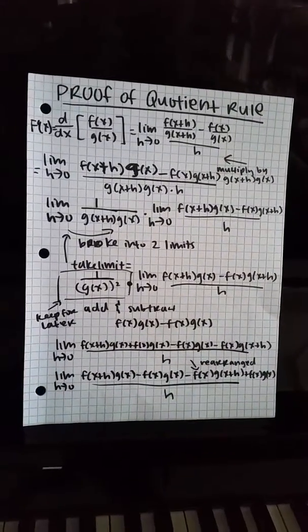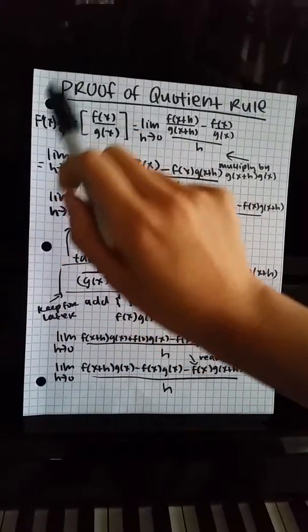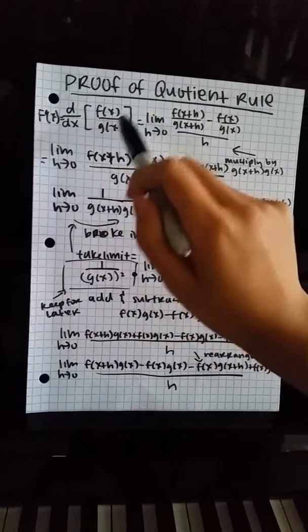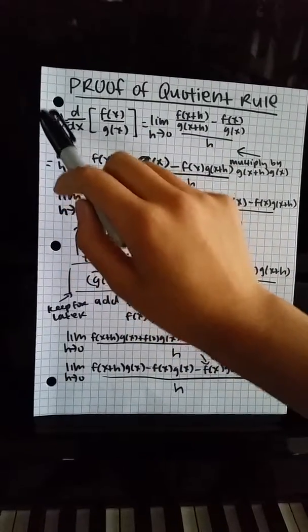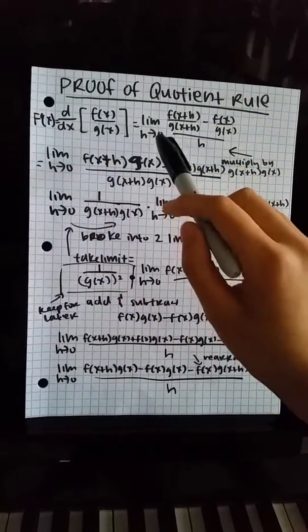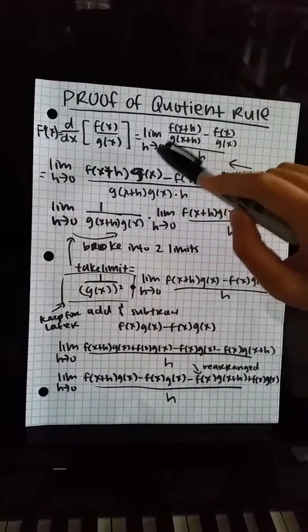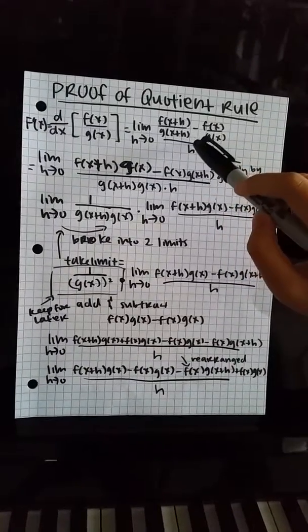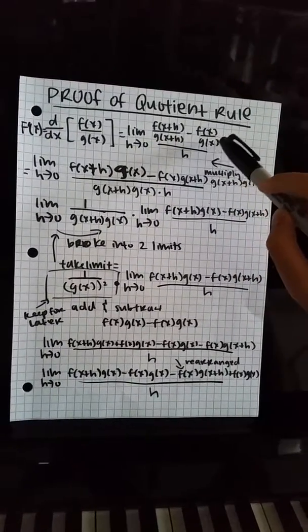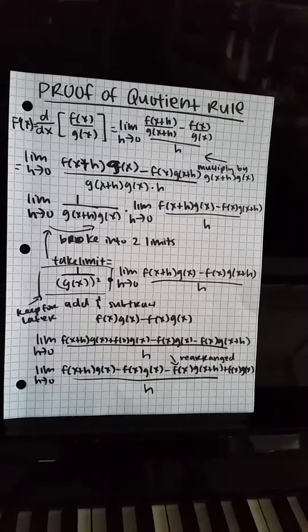And now on to proving the quotient rule. If big F of x equals f of x over g of x, then if we find the derivative of big F of x, that would give us, in the limit definition, as h approaches 0, little f of x plus h over g of x plus h minus little f of x over g of x, all divided by h.